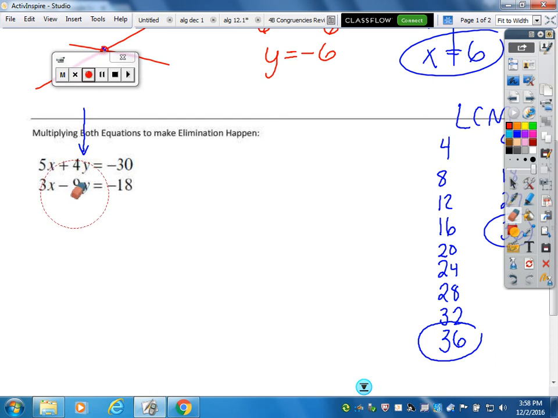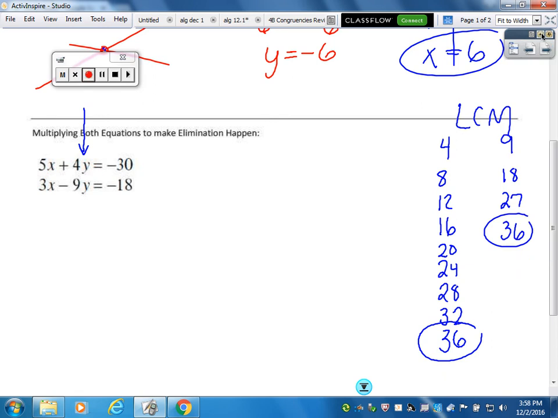So let me get rid of that. We have to decide what we need to multiply by. So this one was 1, 2, 3, 4, 5, 6, 7, 8, 9. We had to multiply that one by 9. So 4 times 9 will make the 36 that I want. This one was 1, 2, 3, 4. So I need to multiply this 9 by 4.